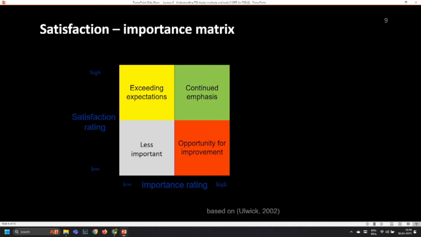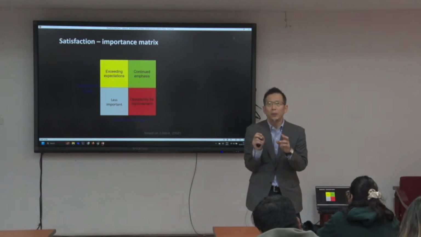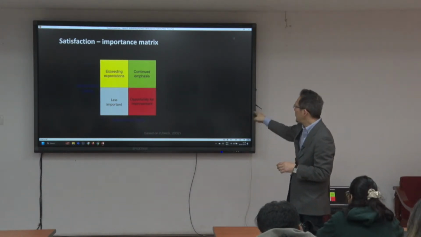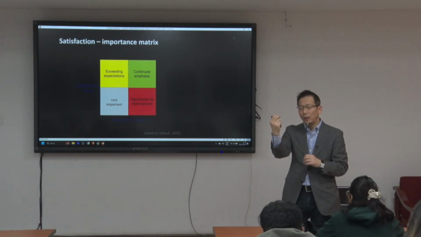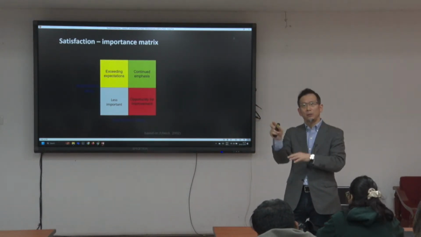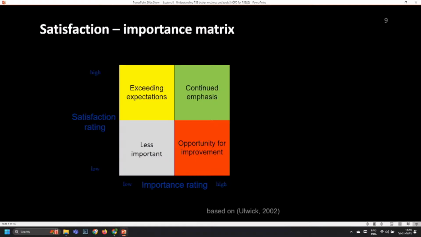So that means the given customer value on the right bottom corner is more important, but customers are currently not so satisfied. Okay, so important, but not so satisfied. Then this gives an opportunity for improvement. So you are expected to collect the data for the 2 dimensions, and then plot all the customer values on this 2x2 matrix, and then you will get the results. Okay, so these customer values are what we should focus on for the improvement.